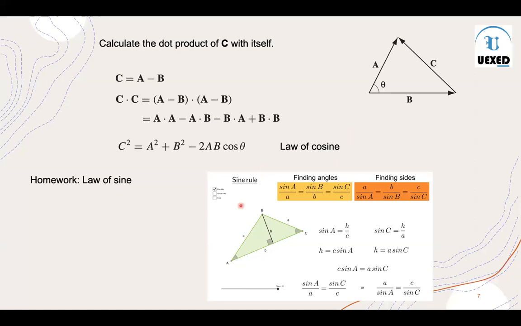And similarly, the law of sine is something like this: if you have a triangle like this, then you have sine A by A equal to sine B by B equal to sine C by C, where this angle is A, this angle is C, this angle is B, etc., and the sides are defined accordingly. Okay, so just look over these things.